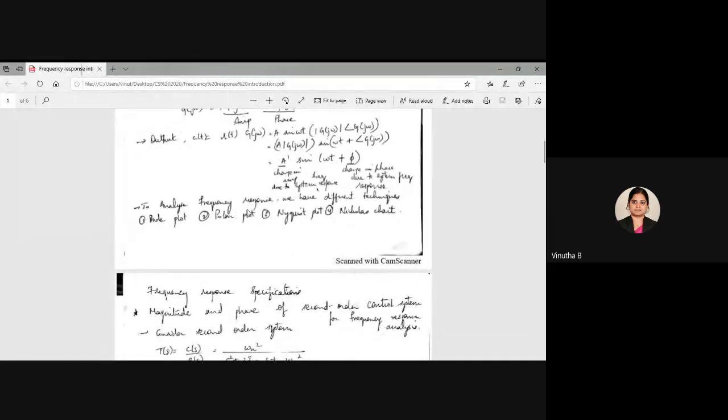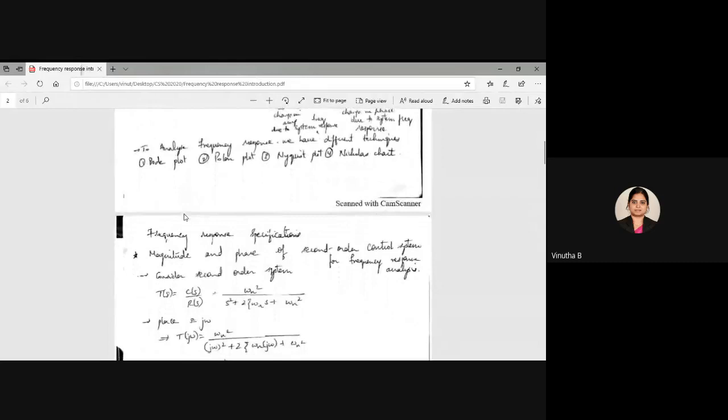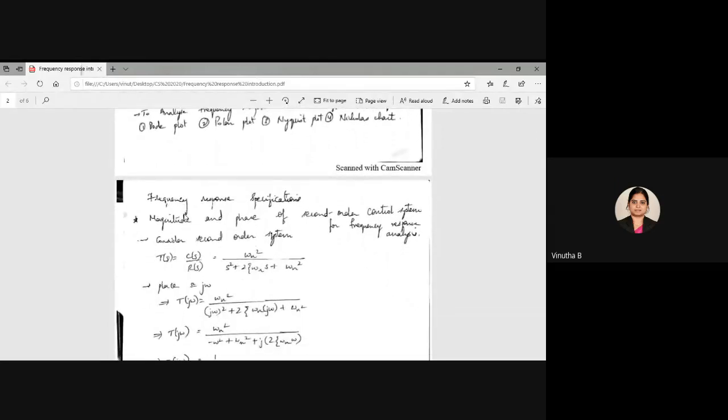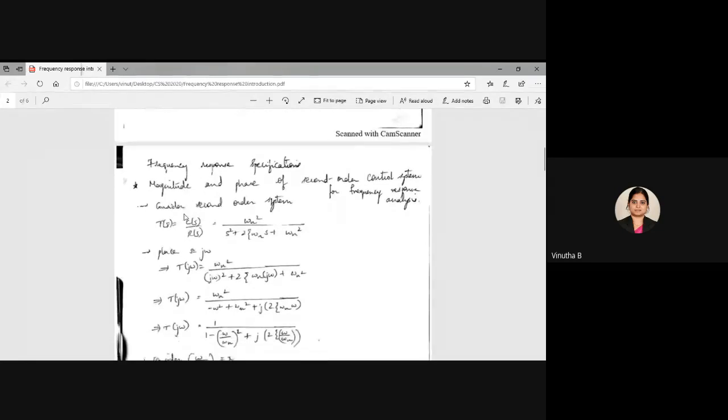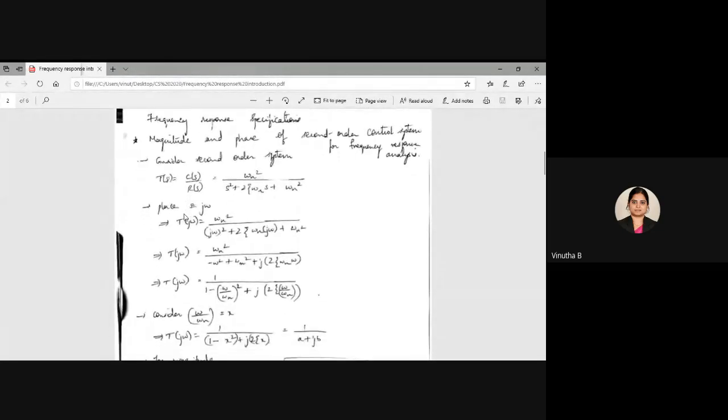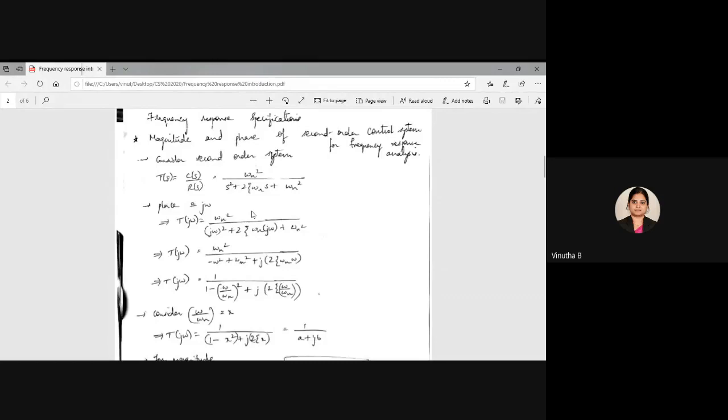So to analyze frequency response, we have different techniques such as Bode plot, polar plot, Nyquist plot, and Nichols chart. So Bode plot is one such technique which we will be starting off with. But before we actually go into the Bode plot, I told you that we will study about the frequency response specifications. So frequency response specifications, you have magnitude and phase of second order control system.